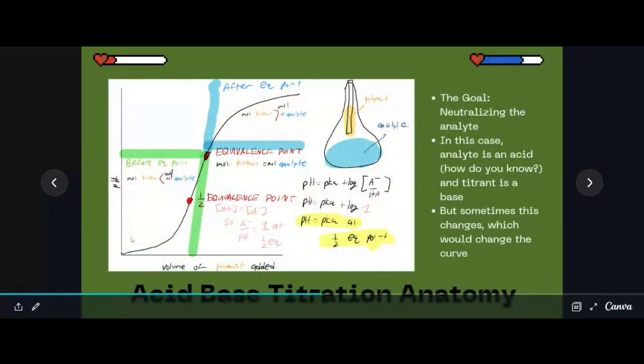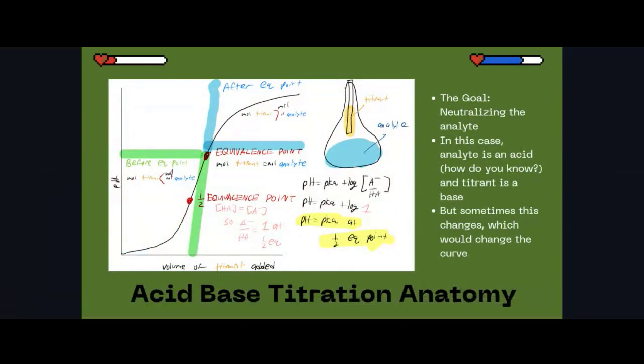And how do you know? Well, if you look at the starting point on the graph, we haven't added any titrant yet, and the pH is super low. And we know that acids have low pH. So therefore, we can make sure that it's an acid. But sometimes this changes, and it would change the curve. So instead of having an acid in solution, you have a base at the start, the starting point would be higher, and it would just go in the opposite direction. And I have a few more graphs later to show.